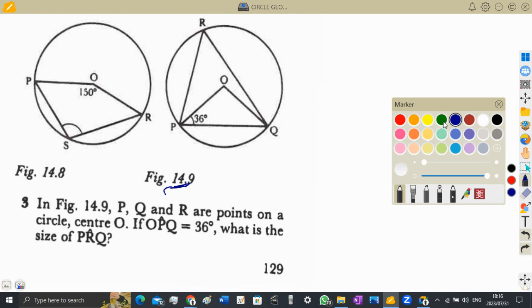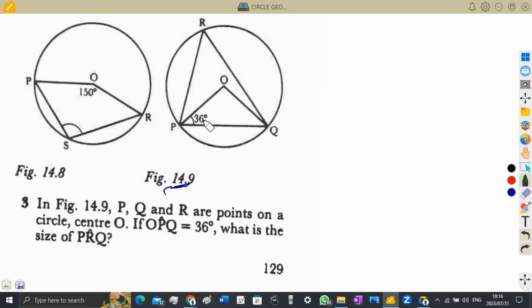All right, so let us see what we are given. We are told that OPQ, that is from O to P to Q, this angle is 36 degrees. What is the size of PRQ? All right, this angle here. That's all. What can we do? Let's try to work with our properties.